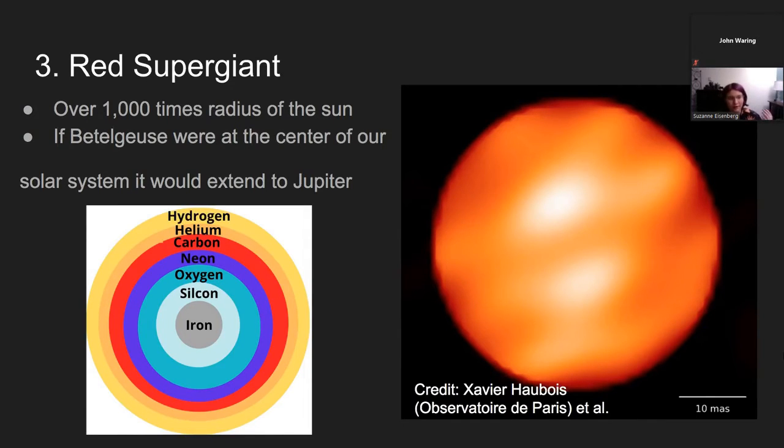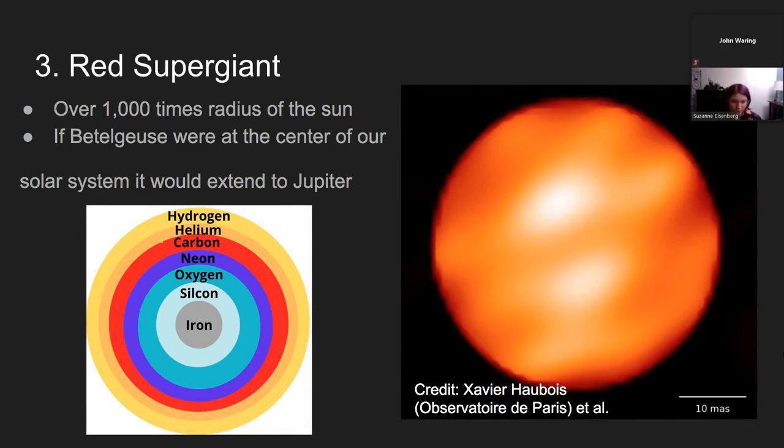So the third step in the process is similar to the third step for low mass stars, and this is a red supergiant. Now the main difference here is that they are a lot bigger. For example, a red supergiant is typically 1,000 times the radius of our sun. To put that in perspective, if Betelgeuse, a red supergiant, were at the center of our solar system, it would extend all the way to Jupiter.